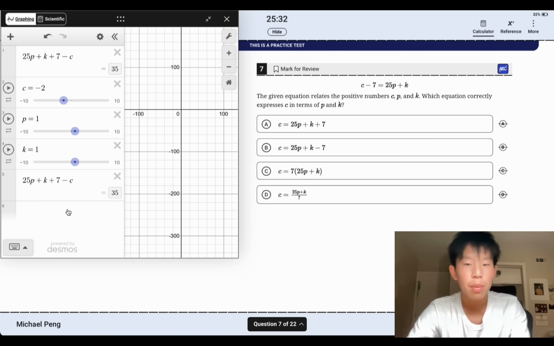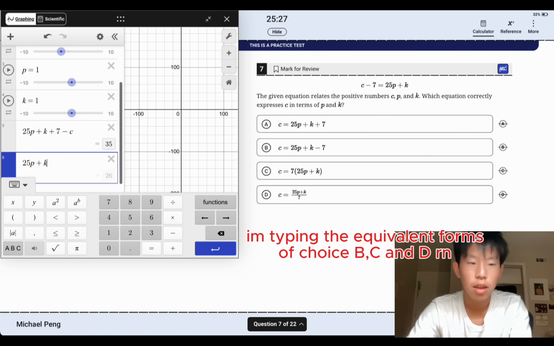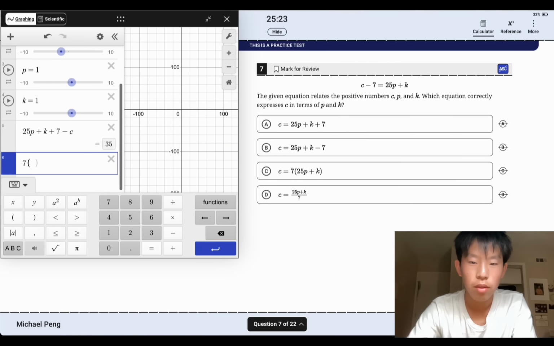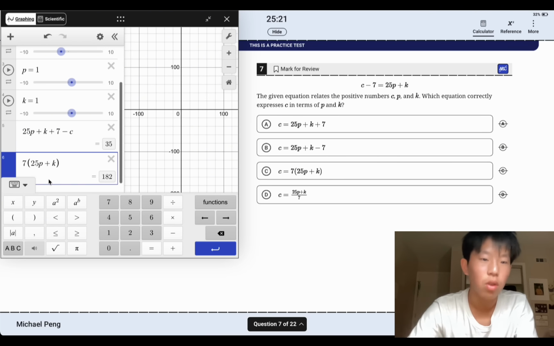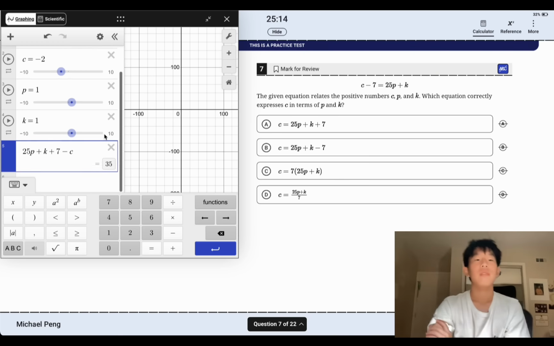So let's just see what would happen if you put in the wrong answer. 25p plus k minus 7 minus c. Oh, that's the wrong answer. What about 7, 25p plus k? 182, also the wrong answer. So you see how these two match up? As long as there's no equal sign, you're chilling, okay?